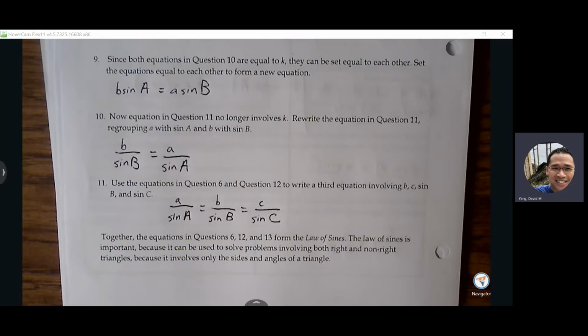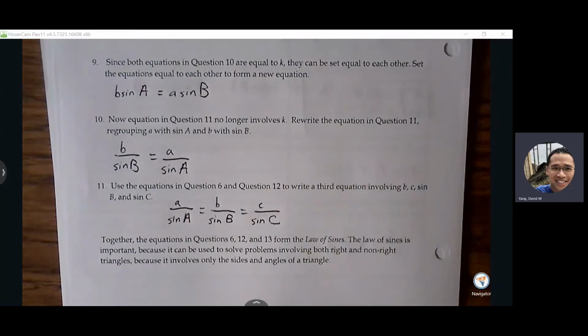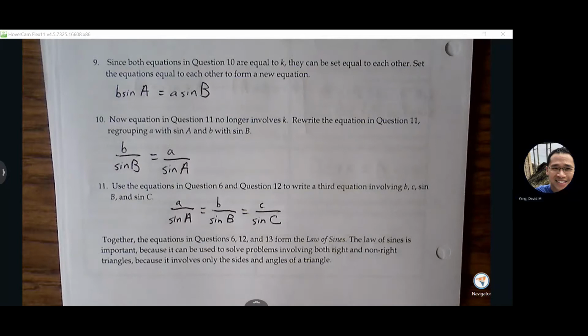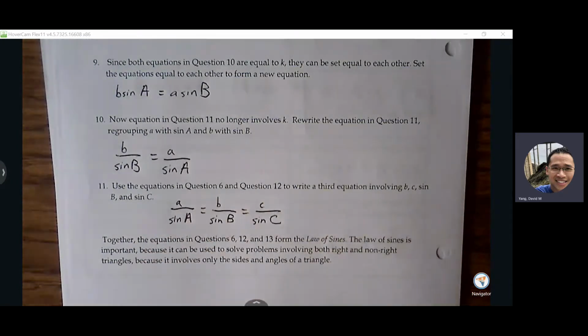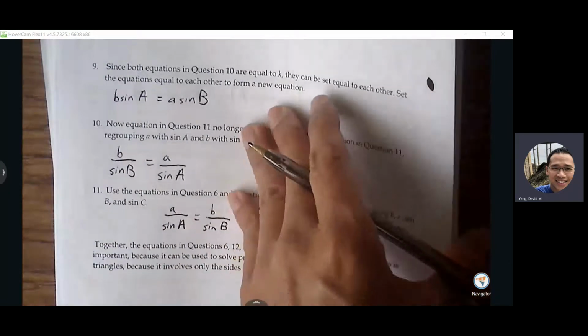Okay, so whenever you're ready, next page. Yes, you could have it flipped: sine of A over A, sine of B over B, sine of C over C. It's just typically written this way, but it wouldn't be wrong if you flipped it.